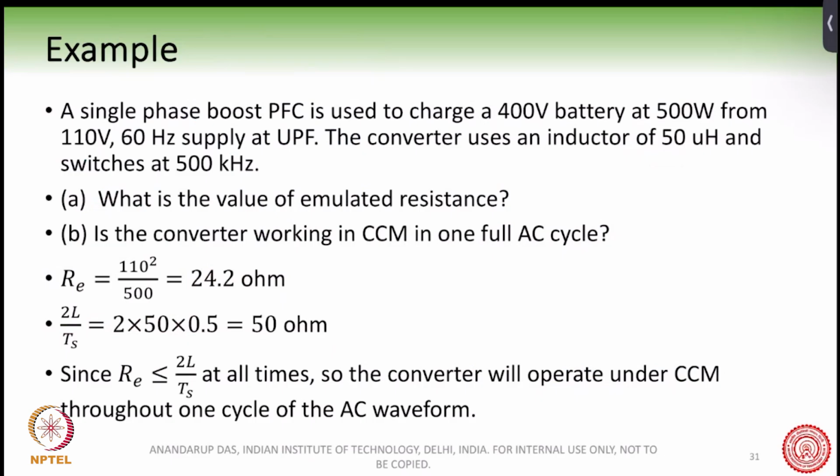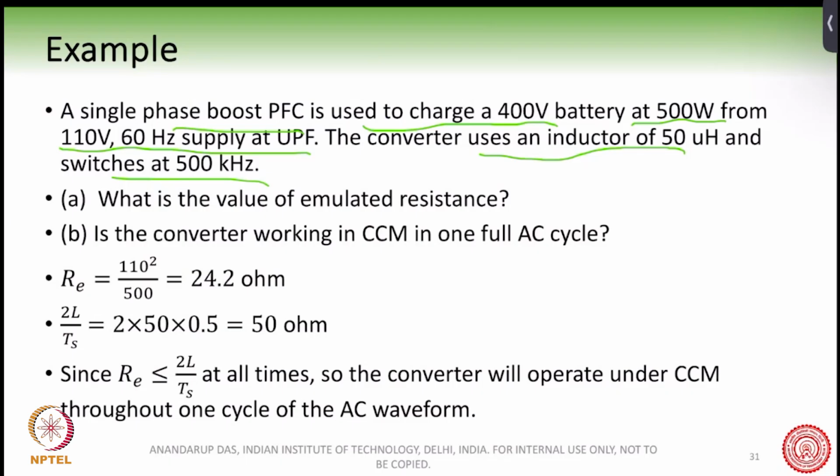Now let us take an example and try to understand how this works. The first question here: we are trying to charge a 400 volt battery from a single phase boost PFC. Initially the battery is drawing 500 watt from this 110 volt 60 hertz supply. The converter uses an inductor of 50 microhenry and switches at 500 kilohertz. This 500 kilohertz is a little on the higher side, but it does not matter here. We can also do the same analysis using a 200 kilohertz or even 100 kilohertz boost converter. But let us understand the principle through this example.